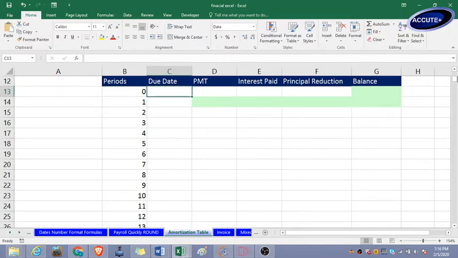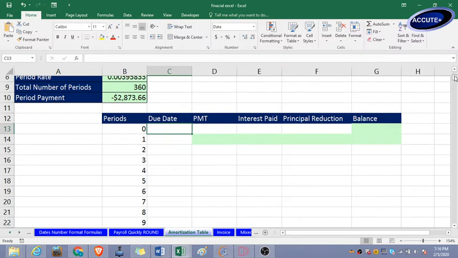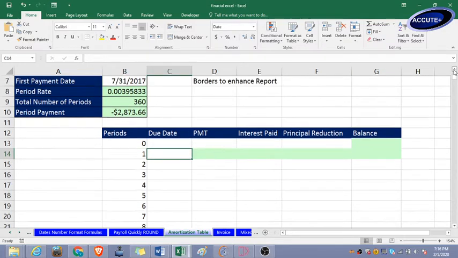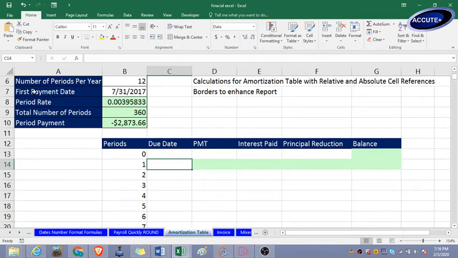Now what is our due date? The due date here we're talking about is for the first month. Like the first month, what's the due date? So the first due date that we have here, the first payment date, is this one here. So our first payment date is 7/31/2017. Okay, that's our first payment date.